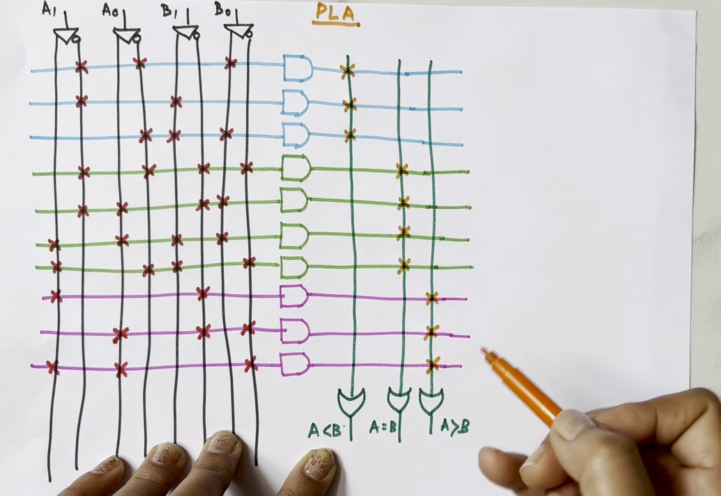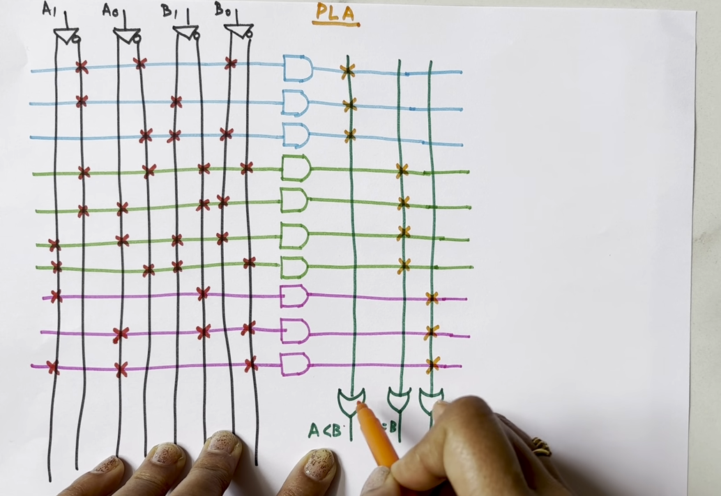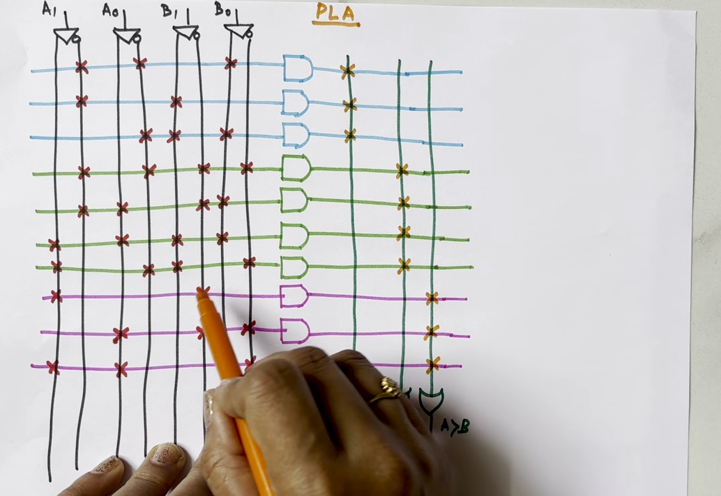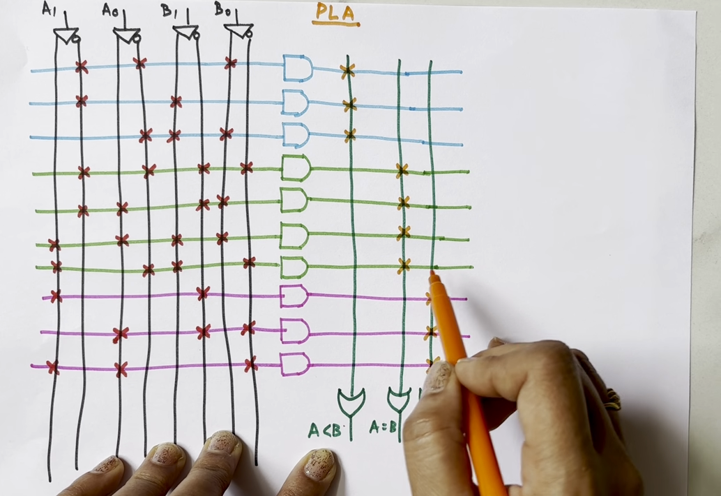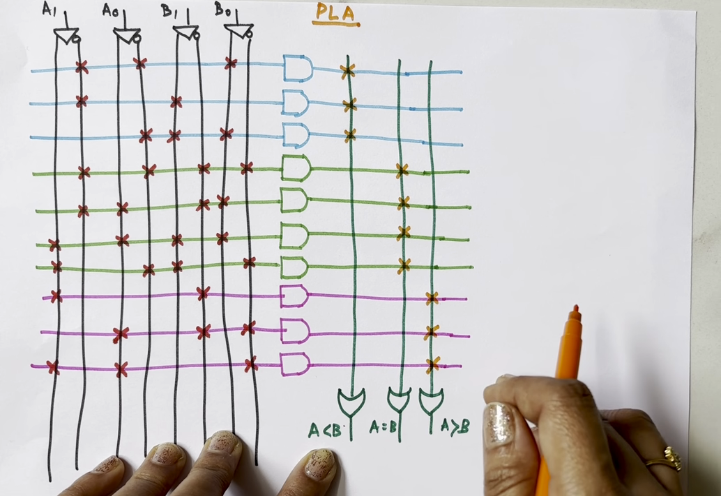You need to remember, in PLA and in PAL we have AND gates and OR gates. Here both the AND and OR arrays are programmable. Now let's see how to implement the same circuit using PAL.